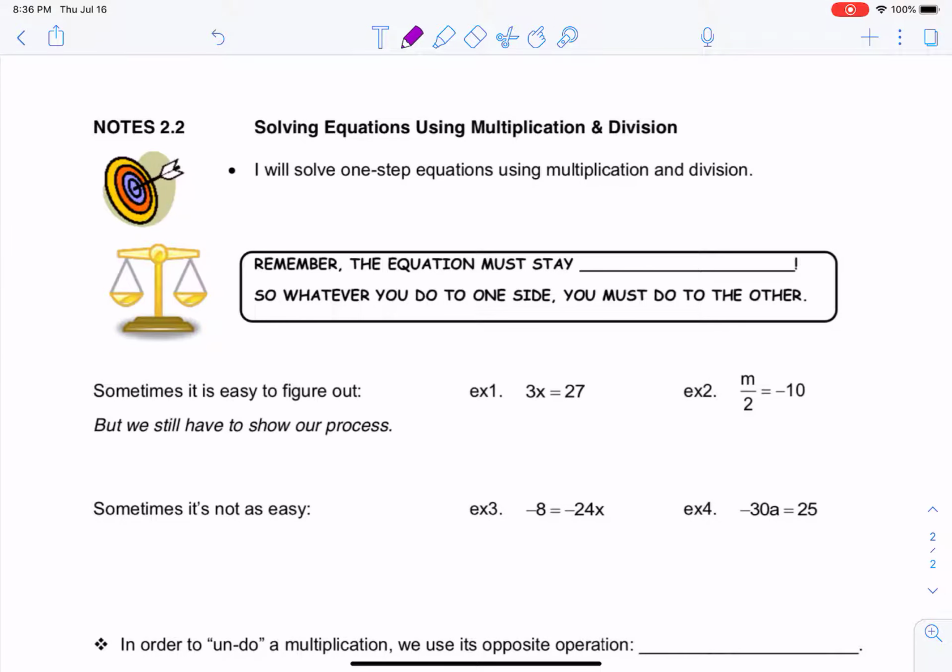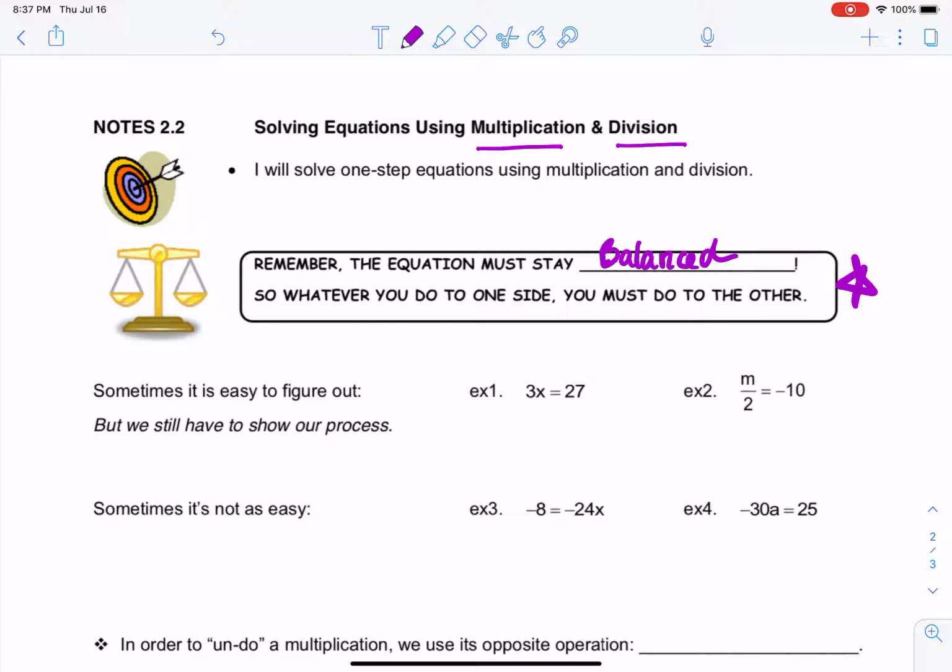Today we're going to be solving those one-step equations, but now we're going to have multiplication and division problems. If you remember from 2.1, it's really important that your equation stays balanced. So whatever I do on one side, I need to do to the other.